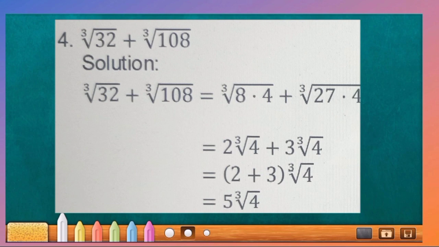So, cube root of 32 is the same as 2 cube root of 4 when simplified. And then cube root of 108 is the same as 3 cube root of 4 when simplified. So 2 plus 3 is equal to 5, and then copy the radicands with the same indices, cube root of 4. So the sum of cube root of 32 and cube root of 108 is 5 cube root of 4.